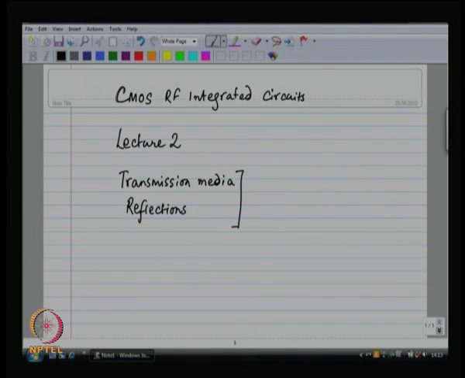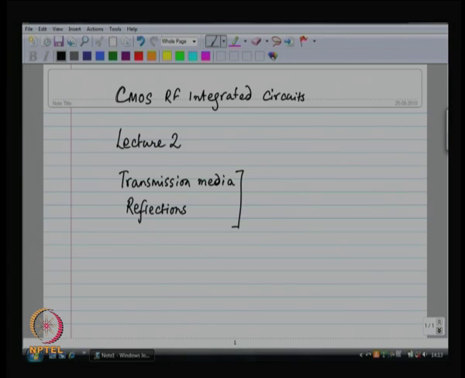Hello everybody, we are now going to start our second lecture on CMOS RF integrated circuits, and the lecture is going to briefly cover transmission media and reflection. So, these are the two topics that I am going to try to cover in this particular lecture.